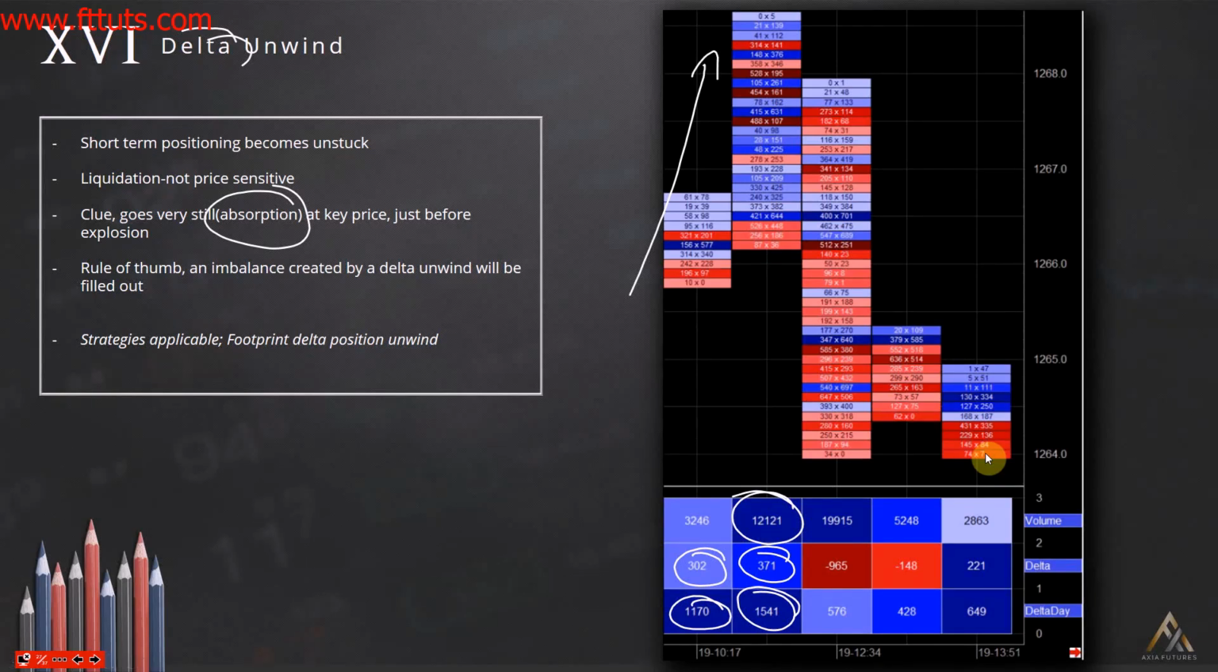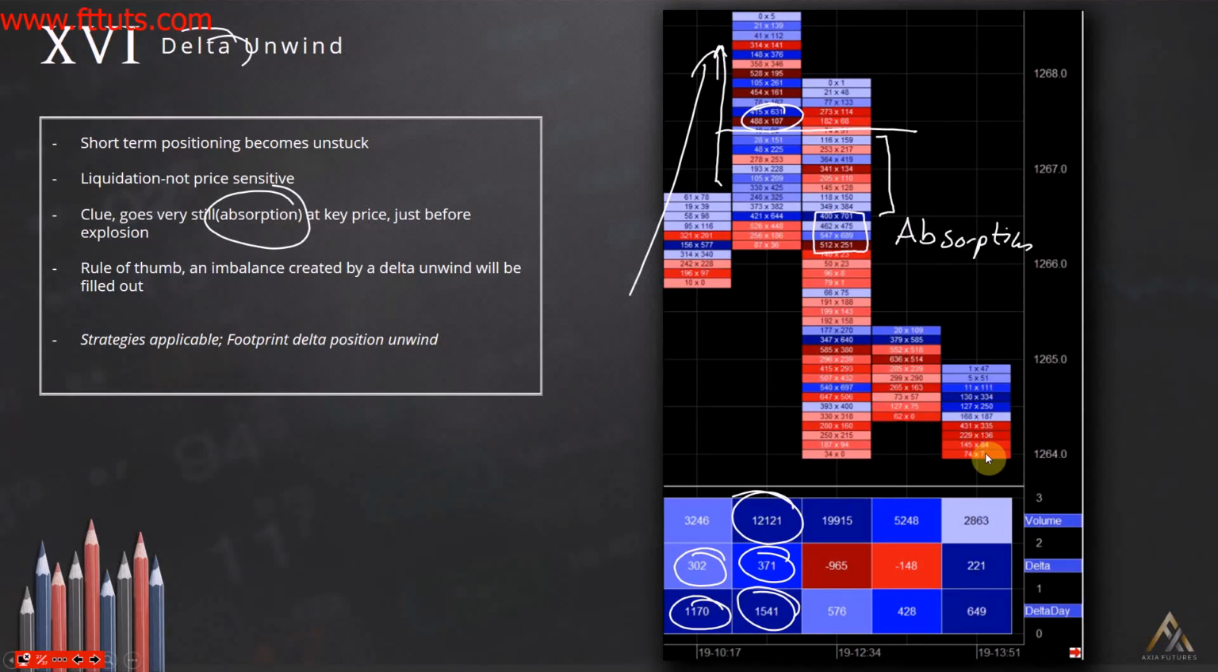Now, the first thing I want to show you is, notice how once we took out this bit of pocket positioning, we had a little bit of light color in between. In other words, the market very quickly auctioned up, but once those sellers had shown their might and shown their strength, they very quickly initiated to the downside. Now, notice I said you will always get the process of absorption before a delta unwind, and that's it there.